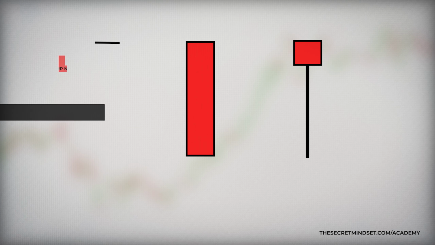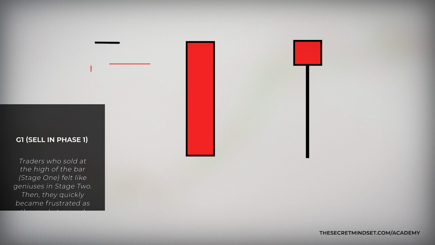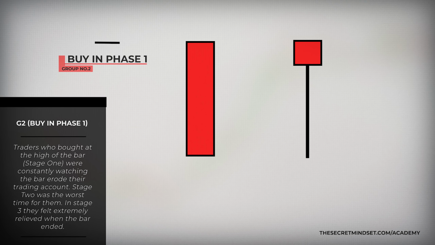Traders who sold at the high of the bar in stage 1 felt like geniuses in stage 2. Then, they quickly became frustrated as the market moved higher and reduced their profits. Traders who bought at the high of the bar in stage 1 were constantly watching the bar erode their trading account. Stage 2 was the worst time for them. In stage 3, they felt relieved when the bar ended the way it did.